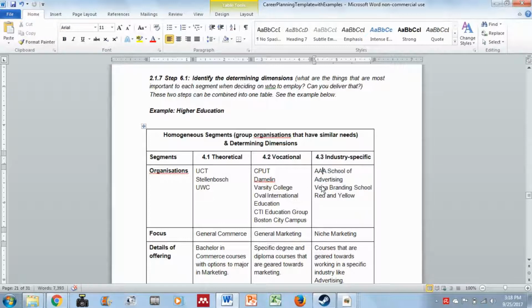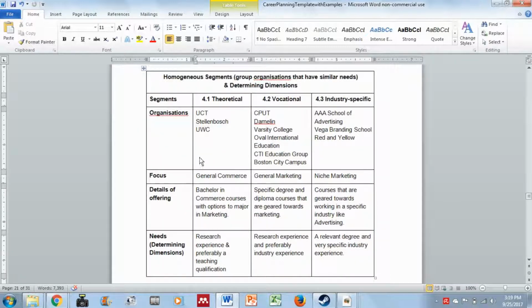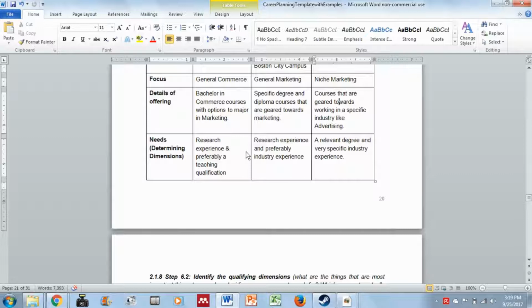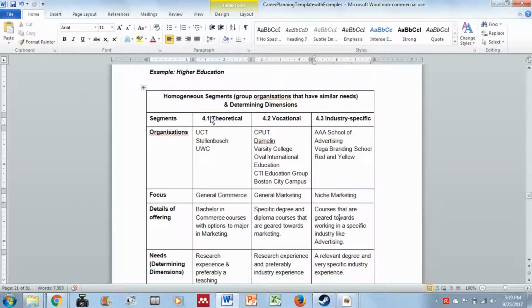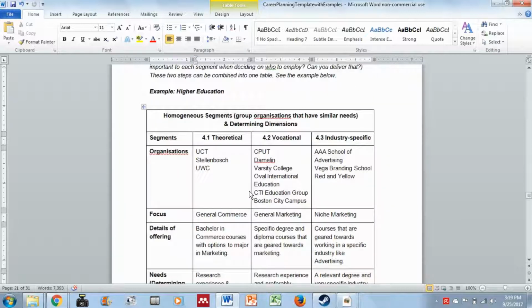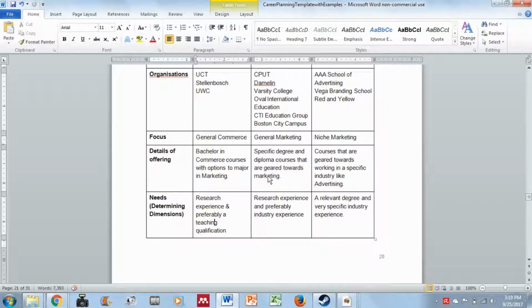That one is advertising, that one is advertising, and that one is branding. Then I look at their focus. These focus on general commerce, these focus on general marketing, these focus on niche marketing. Details of offering, I'll give the details. And then the needs. What do these organizations need for me to be able to work there? Well, they need research experience and preferably a teaching qualification. Vocational training organizations usually want research experience, but they also want industry experience. Whereas at your UCTs, they don't care much for industry experience, they want research and teaching experience.